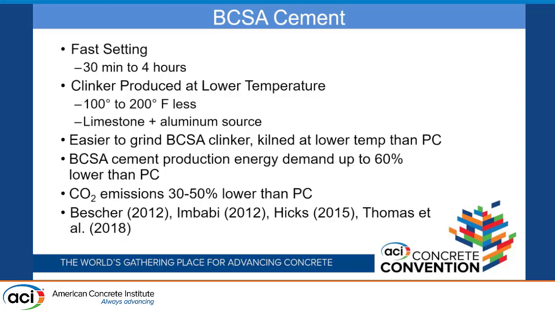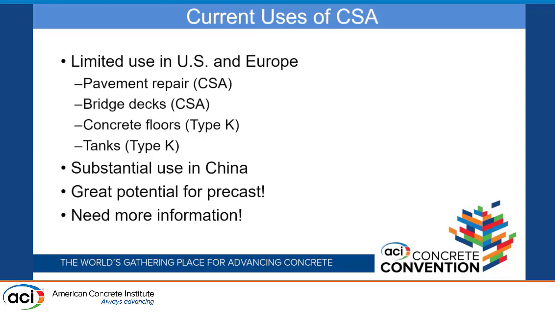We talked a little bit about other types of CSA cements. There's limited use throughout the U.S. and Europe, and limited production, which is part of that. But a lot of work has been done using the rapid setting cements for pavement repairs, some for bridge decks. Some type K or shrinkage compensating cements have also been used for bridge decks, but used a lot for concrete floors and tanks, where we need to limit or prevent cracking.